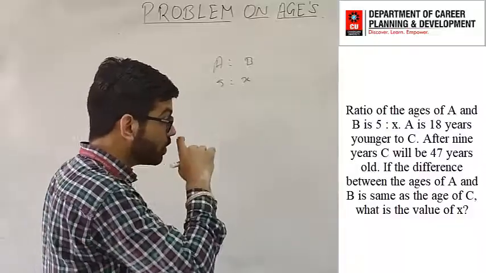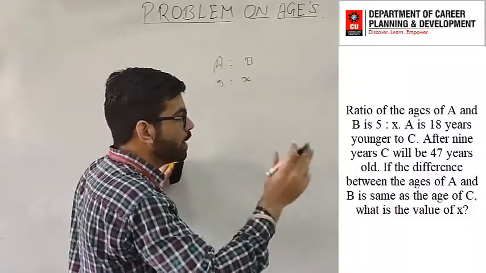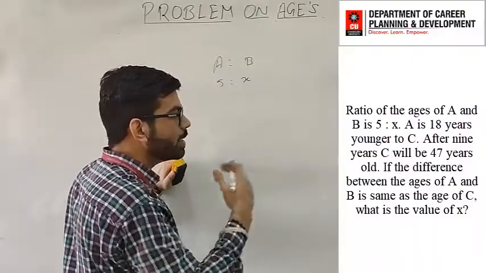So move to the next part of the question. The next part of the question says that A is 18 years younger than C.